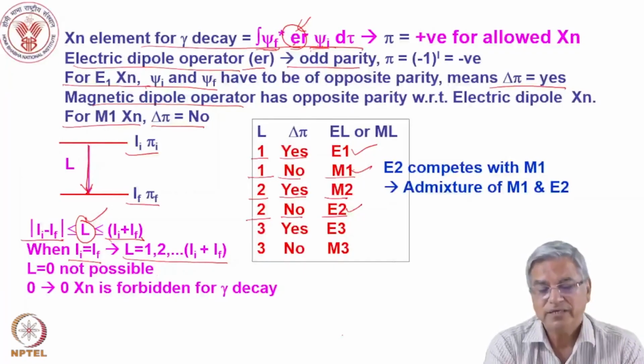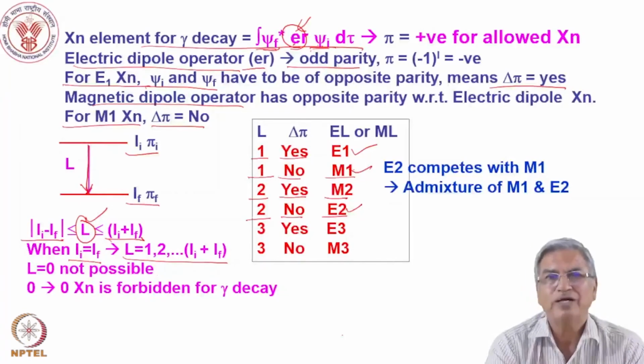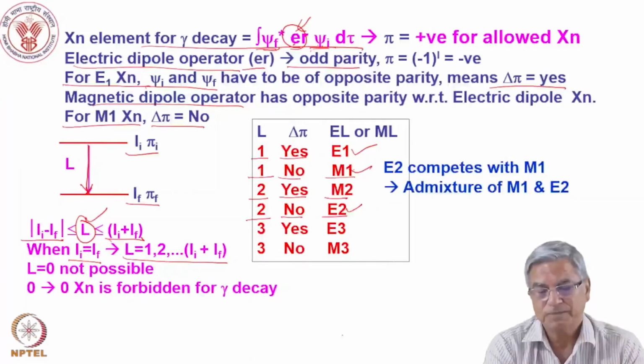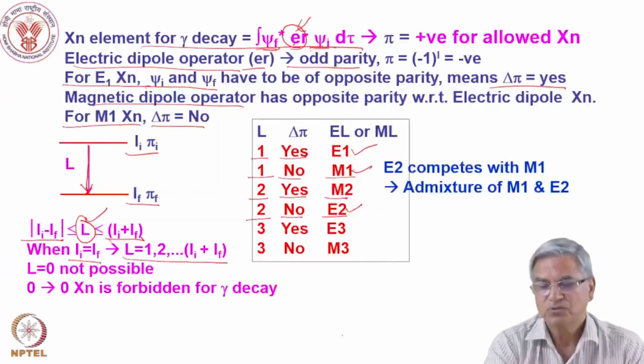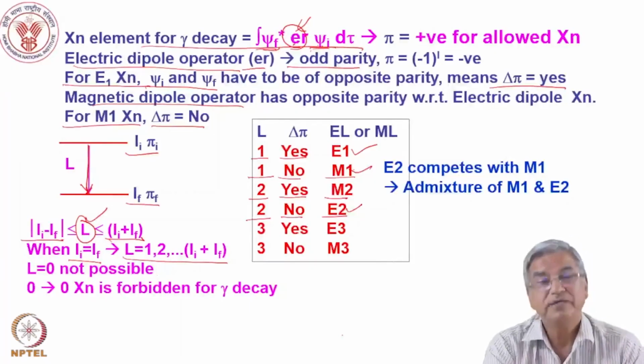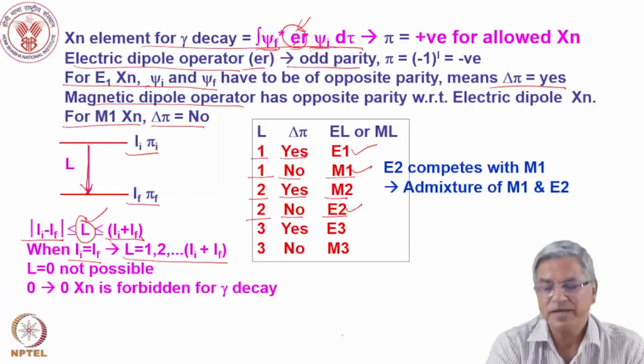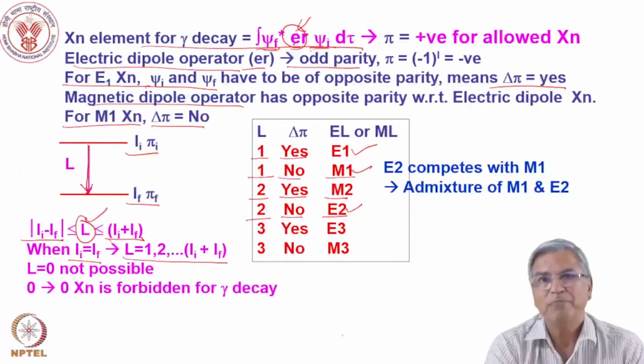But for M2 and E2, E2 is stronger, and M3 is weaker, so you will not have an admixture of E2 and M3. Similarly, E1 is much stronger than M1, so you will not have a mixture of E1 plus M1. Only in the case of M1 plus E2 or M3 plus E4, where the higher E can compete with the lower M, can you have an admixture. In fact, there are experimental techniques to determine the admixture of the M and E components.